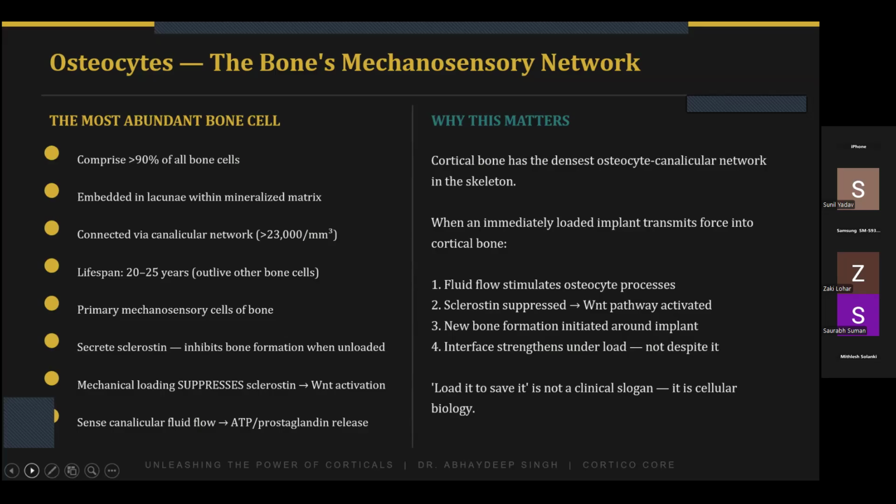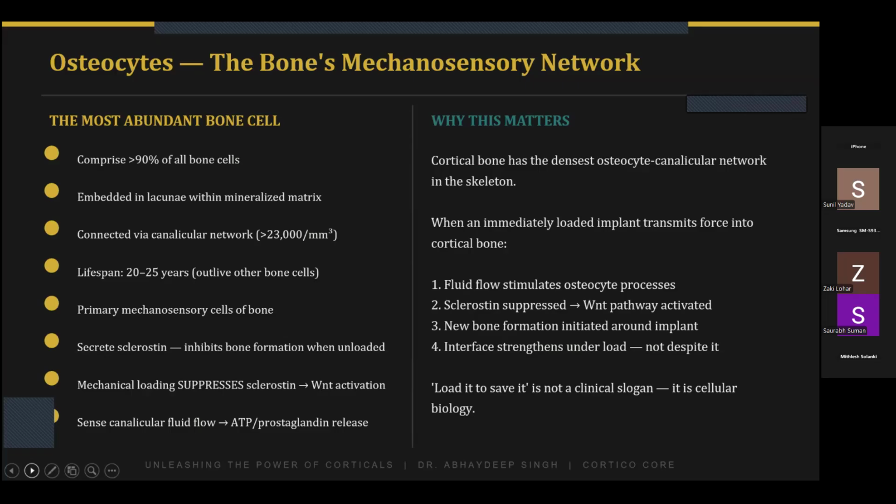Now, when the osteocytes are triggered, this is what leads to the pathway activation. The pathway of the osteoclastic and blastic activity, the hollow canal formation where the osteoclastic and blastic activity is going to occur in a simultaneous way. The osteocytes give a stimulus which enables the pathway, and then new bone formation initiates around the implant.